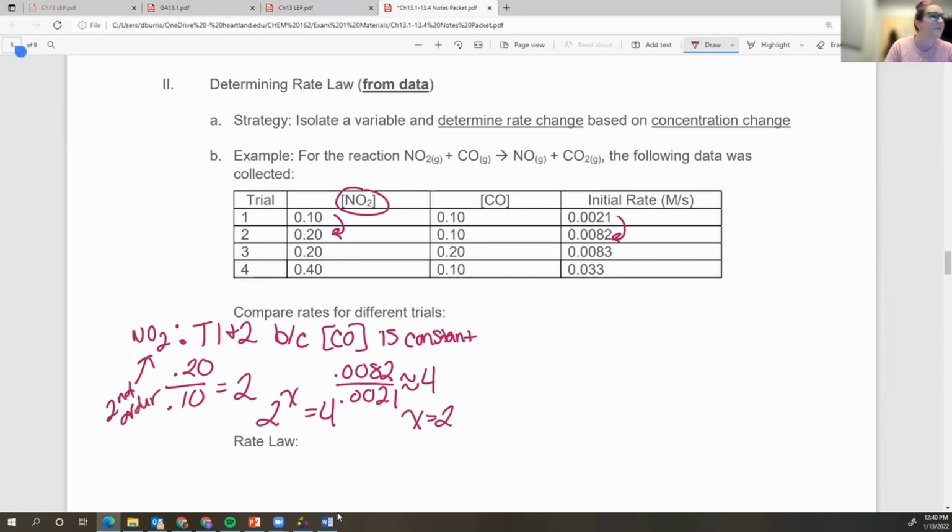Okay, now I'm going to do it again for CO. Essentially, I doubled that and this quadrupled. So that must be second order. Okay, I'm also going to do CO, and I want to pick 2 experiments where NO2 is the same. So I'm going to pick trials 2 and 3, because NO2 is constant this time.